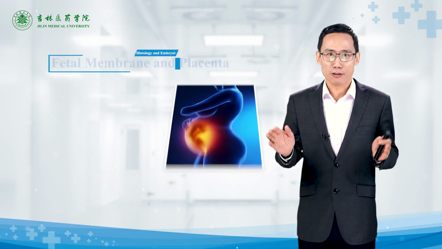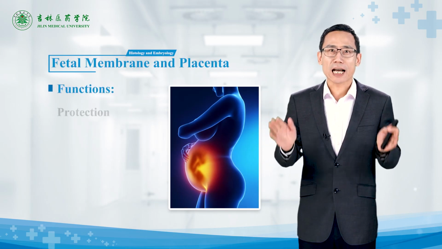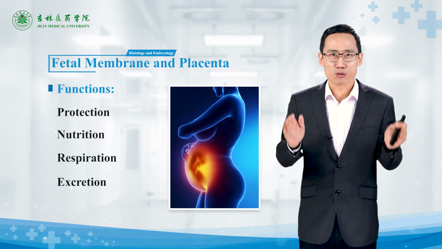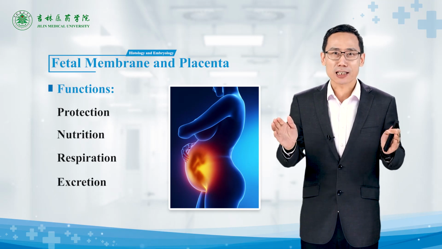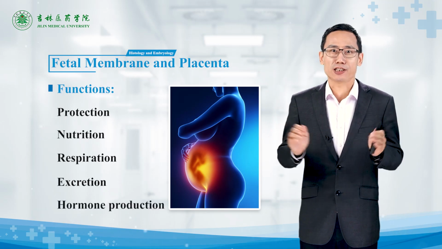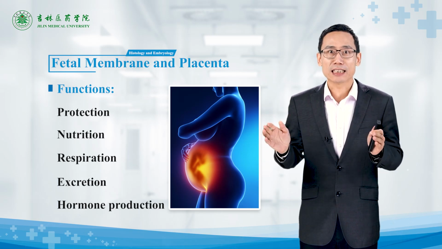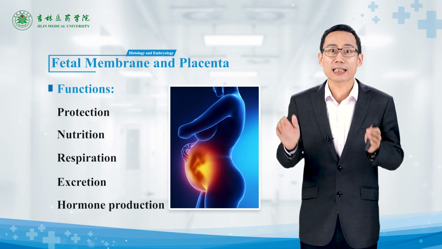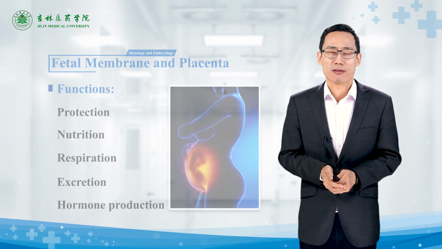For the embryo, fetal membranes and placenta provide functions of protection, nourishment, breathing, and excretion, and they do not participate in the formation of the embryo. Some structures also have endocrine function. After the fetus is delivered, the fetal membranes and placenta are separated from the uterine wall and discharged out of the mother's body, generally called afterbirth.